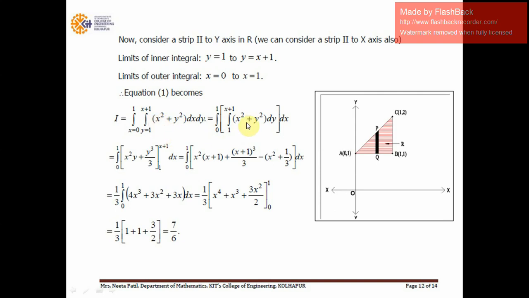As we are taking the integration with respect to y, so x square is constant, keep as it is, and integration of dy is y, plus integration of y square, it is y cube upon 3, upper limit x plus 1, lower limit is 1, dx, is equal to integration 0 to 1.